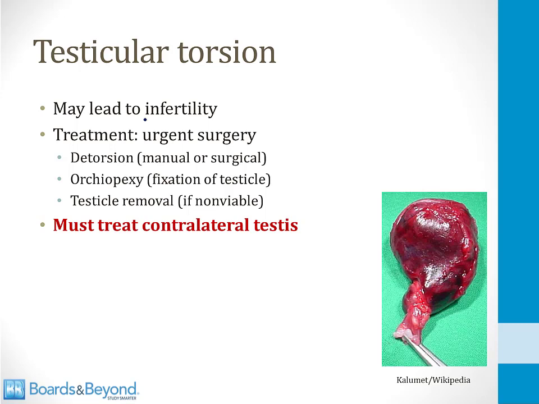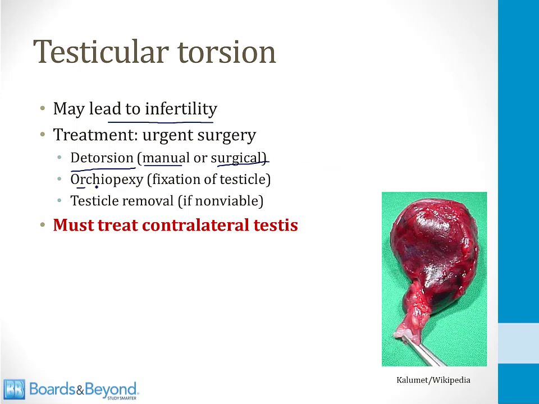Testicular torsion needs to be treated right away, or it can lead to infertility and loss of the testicle. The treatment is usually surgical. First, the testicle will undergo detorsion. This is where you untwist the spermatic cord. This can sometimes be done manually at the bedside, although it's often done surgically in the operating room after opening up the scrotum. Next, the testicle needs to be fixed to the scrotum.